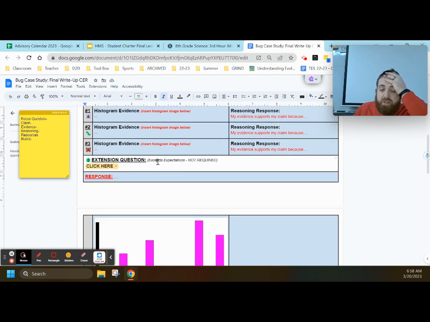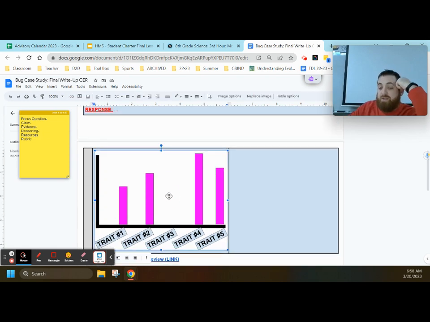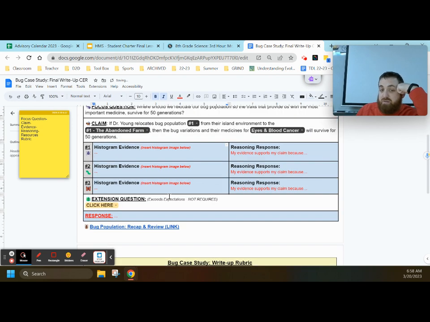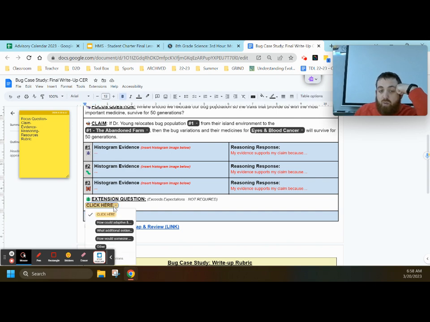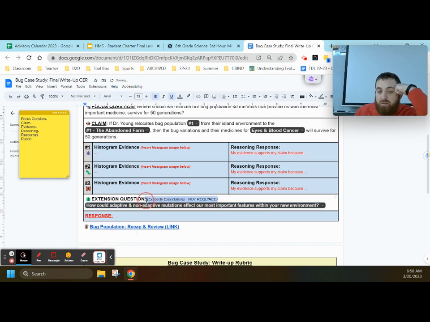Below that, you'll see there's an extension question. If you're somebody who would like to do the exceeds expectations for this activity, great, awesome. All you're going to do is click on one of the questions that you would like to answer for the exceeds expectations. Or if you have another way of going above and beyond, please have a conversation with me and we'll go over that. But this is not required. If you do not want to do this, no worries. You do not have to.